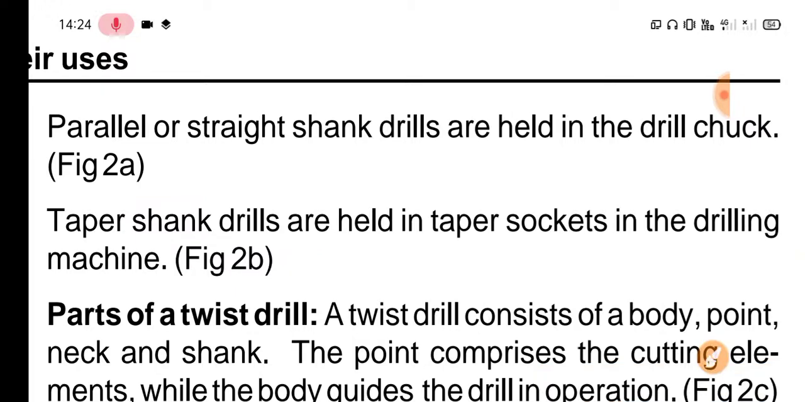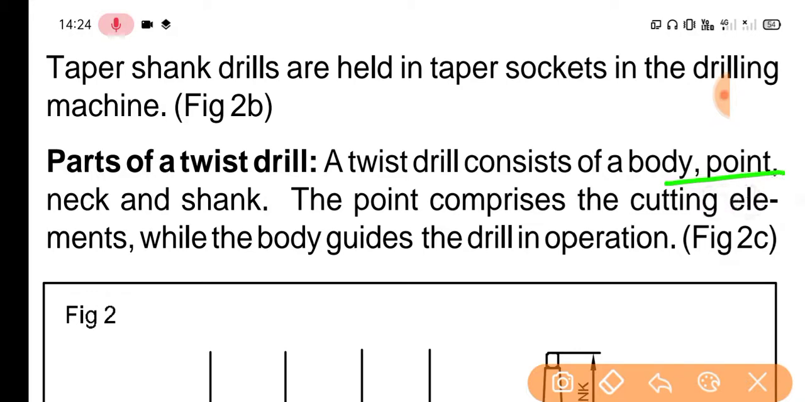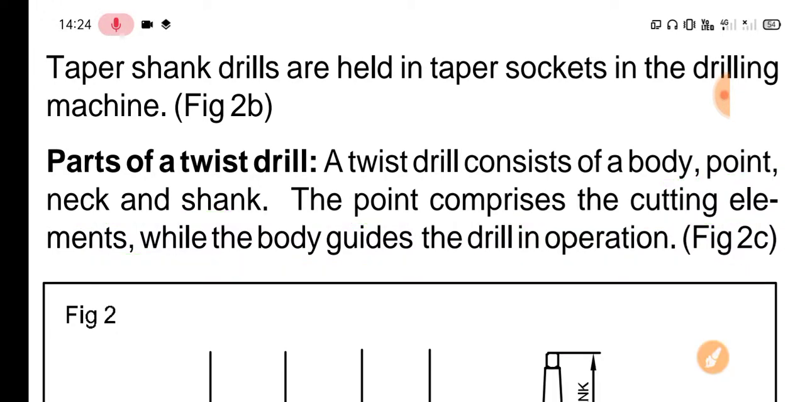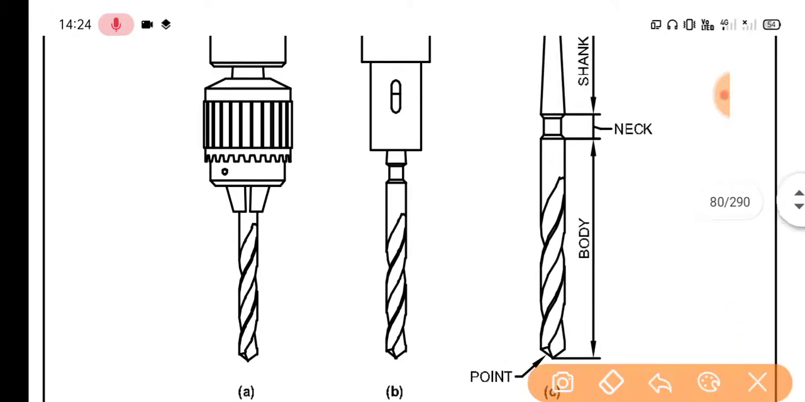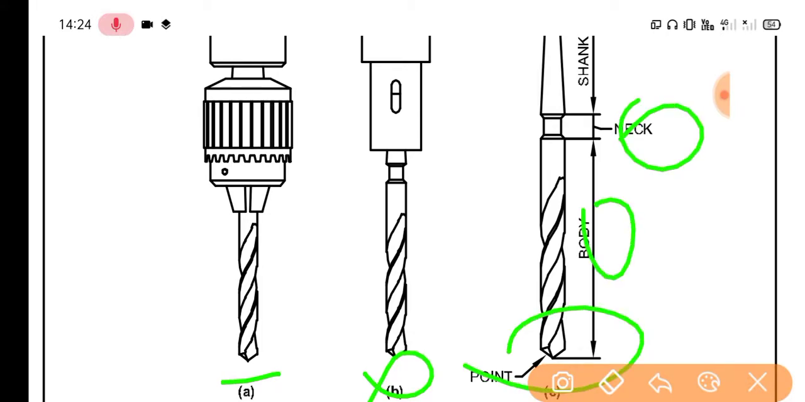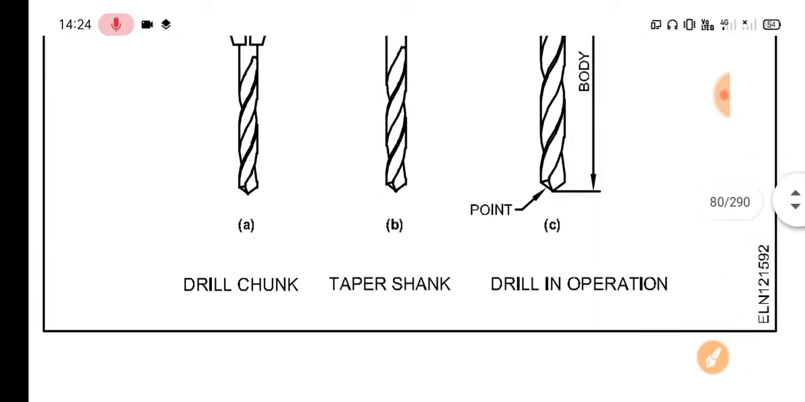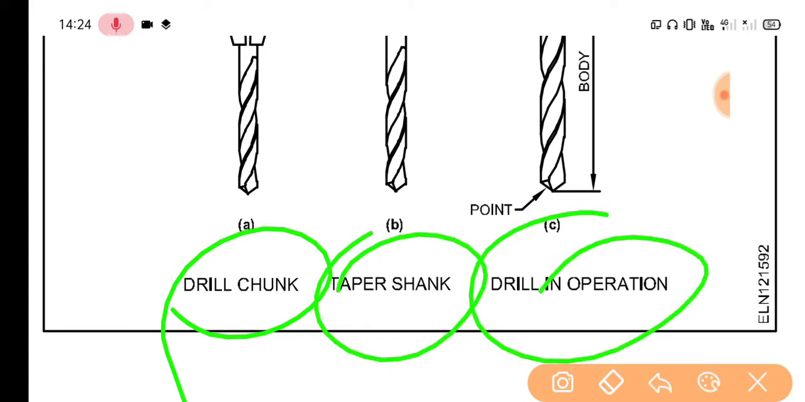Parts of twist drills. A twist drill consists of body, point, neck, and shank. The point comprises the cutting elements, while the body guides the drill in operation, as in 2C. Given in 2, this is A, types of drill bits, B, point, neck, body, and this is the shank. This is the drill chuck and tapered shank drill in position. This is the point.